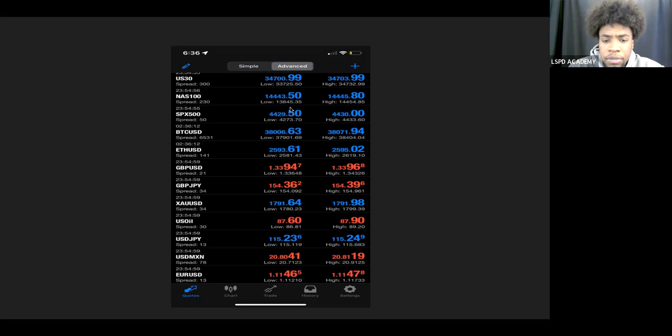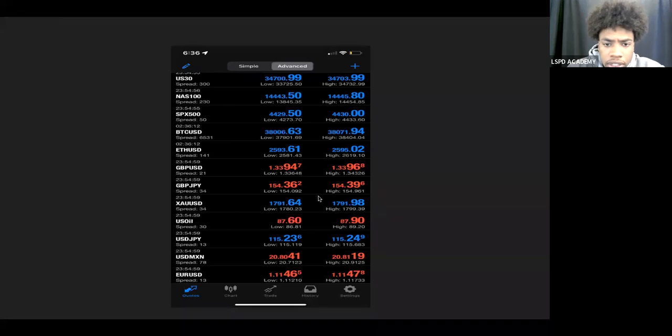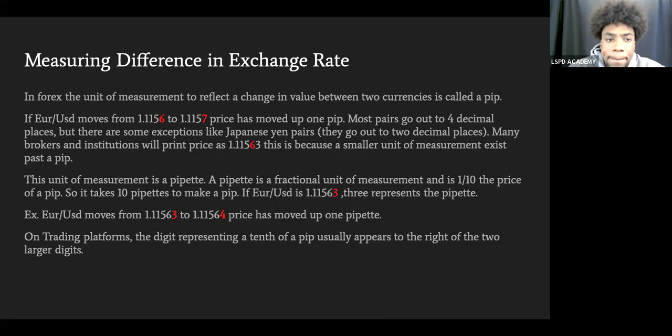But the main purpose of what we're looking at here is that these are going to be our bid prices, right? So these are the prices at which we can sell. And these are our ask prices, right? And we see it even lists the spread. So the difference, 2, 3, 2, 3, right? 10, 6, boom, 13. GJ 36, 39, just showing us that difference in price. Measuring difference in exchange rate, right?